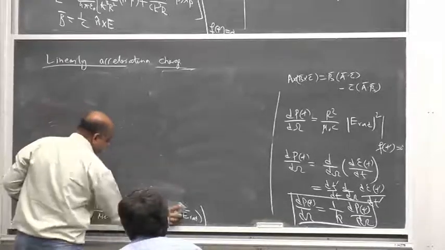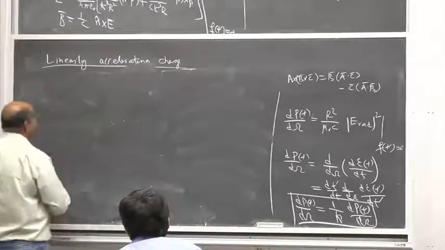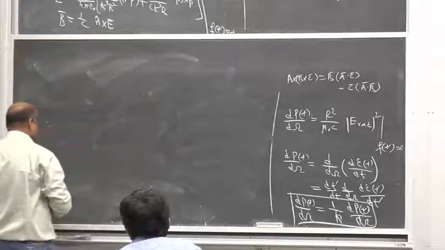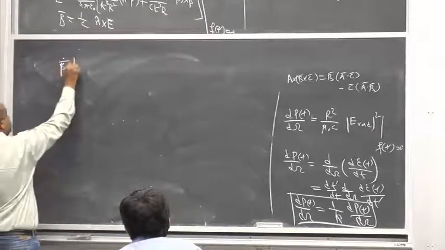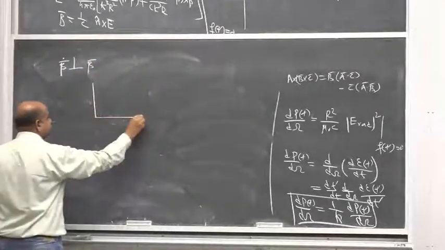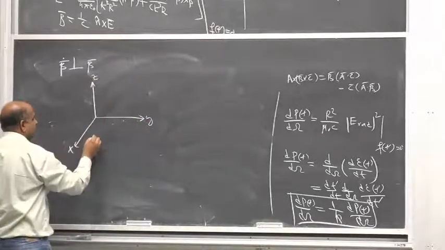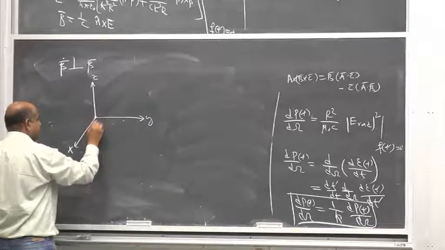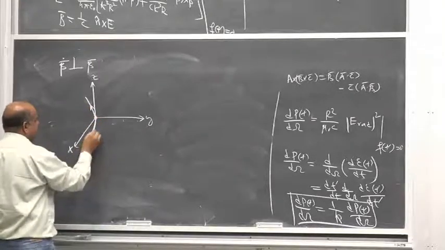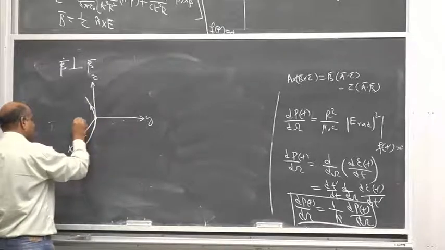Circle is one thing, but any situation in which the particle velocity and acceleration are perpendicular to each other, then this situation will be met. So let's say x-axis, y and z, and suppose at some instant the particle is here and moving just at the origin, the particle is moving along z-axis, and there is an acceleration along the x-axis.